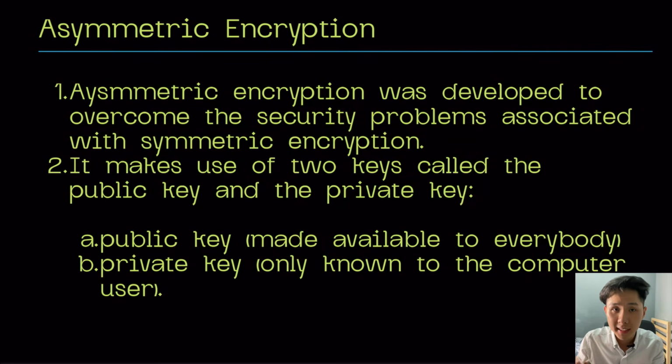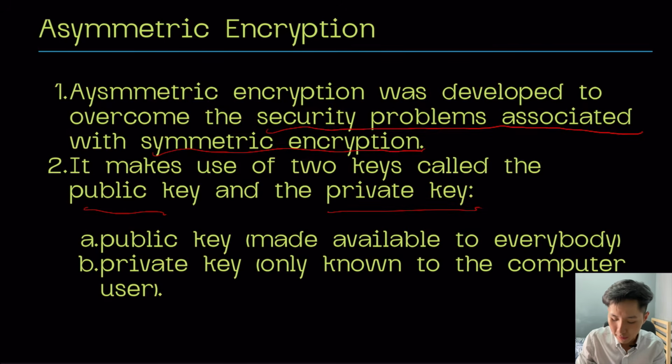Therefore, computer scientists have developed another method called asymmetric encryption. It is used to overcome the security problems associated with symmetric encryption. Alright, it makes use of 2 keys called the public key and the private key. So that's the first difference between asymmetric and symmetric. Asymmetric uses 2 keys and symmetric only uses 1 key.